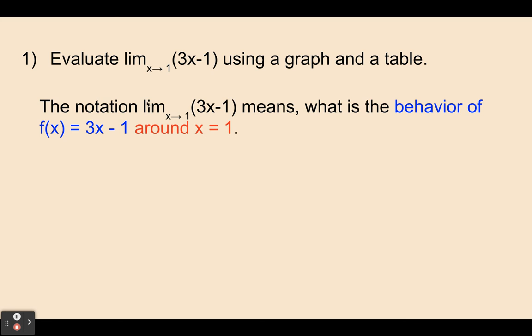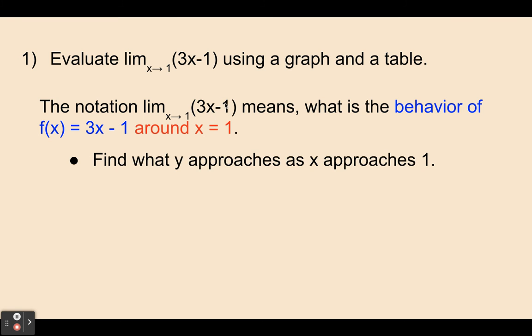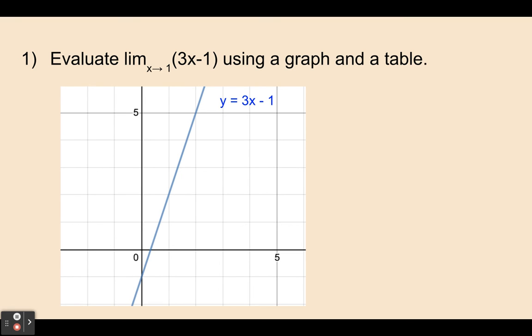Before we start though, remember, what does this mean? It means I want to find the y value of this function around this point. So when I say behavior, remember, it's the output. So I'm going to find the y value of 3x minus 1. If I were to graph it, here's y equals 3x minus 1. What do I want to do? I want to find the y value around x equals 1.